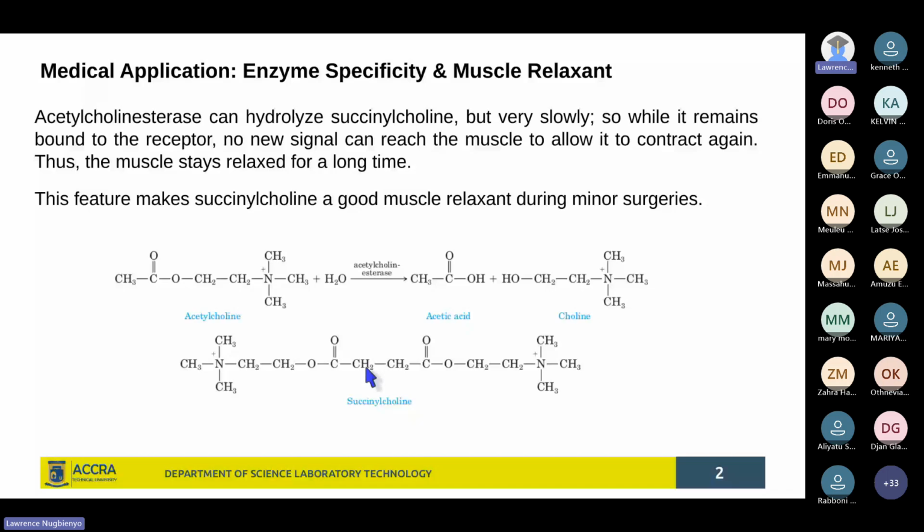As we go ahead, we'll see a couple of examples pertaining to the application of enzymes in other ways.